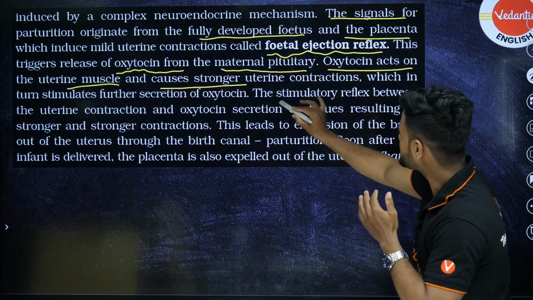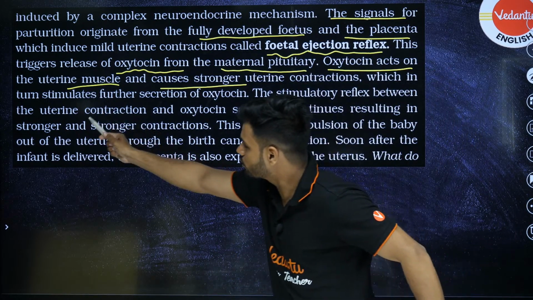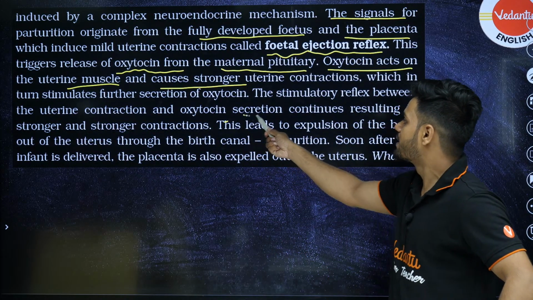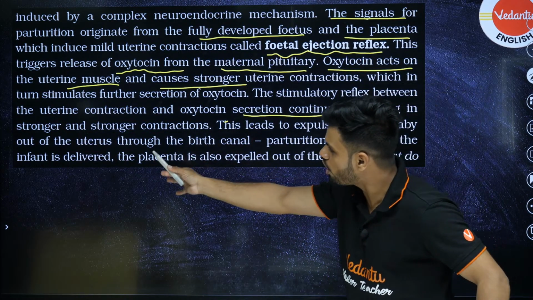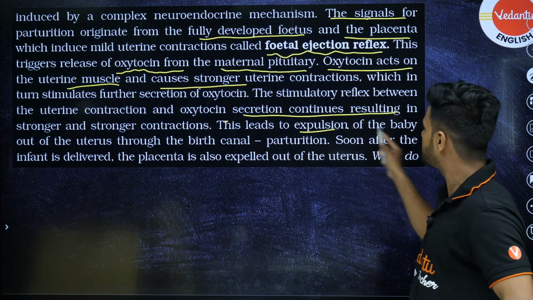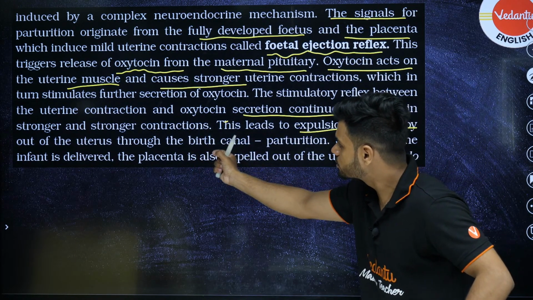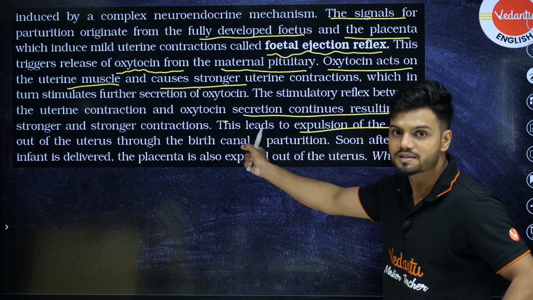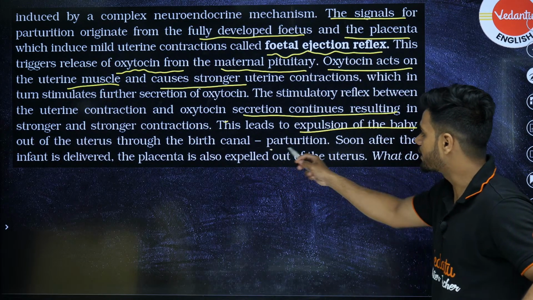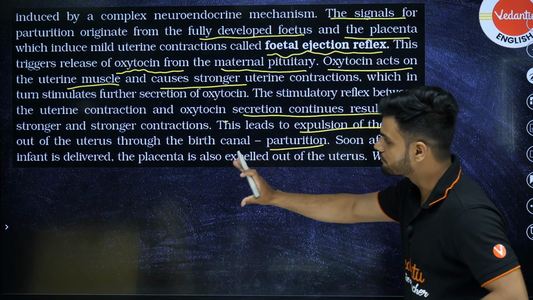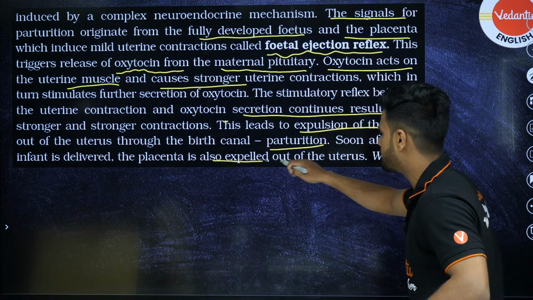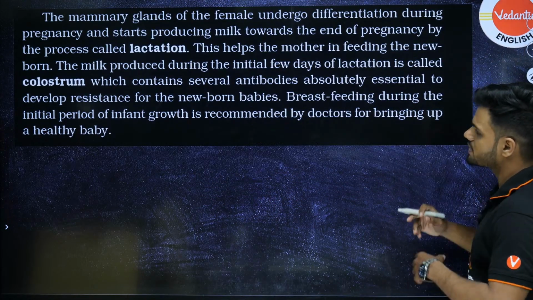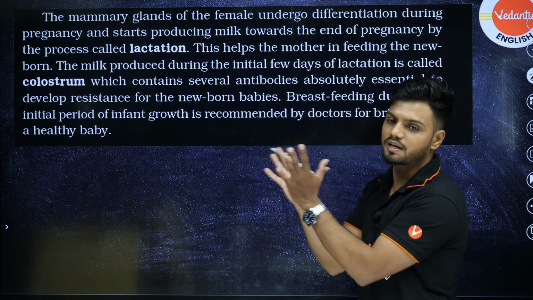This stimulatory reflex between uterine contraction and oxytocin secretion continues, resulting in stronger and stronger contractions. This leads to the expulsion of the baby out of the uterus through the birth canal, that is the vagina plus cervical canal. This is called parturition. Soon after the baby is delivered, the placenta is also expelled out of the uterus.